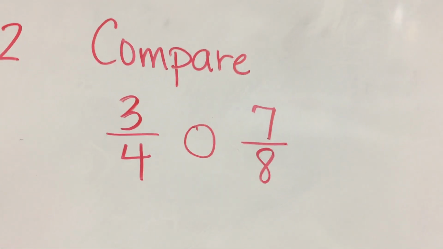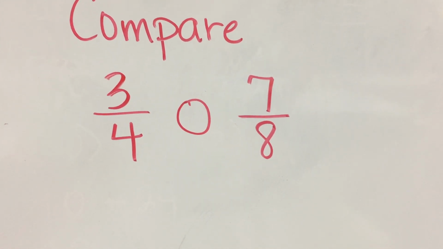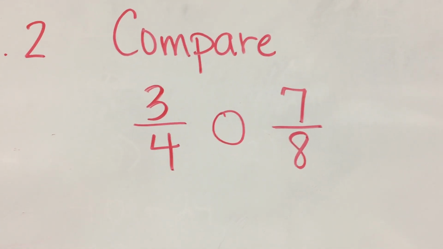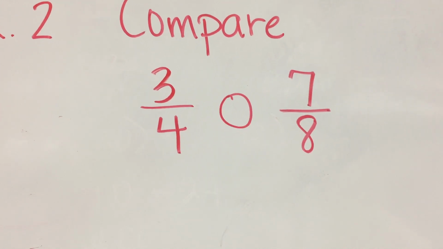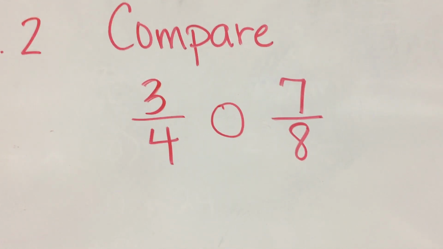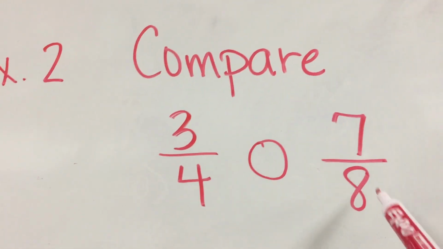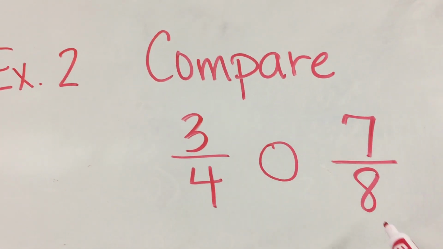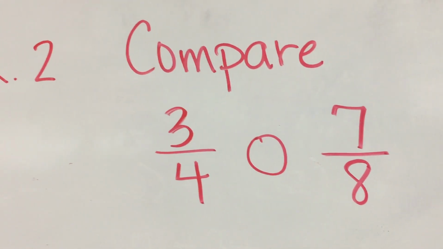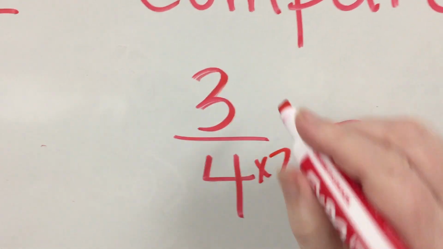Example 2. We're going to compare these two fractions. Now, we need to have common denominators in order to compare these two fractions. 3/4 and 7/8. I want them to have the same denominator. I can't reduce 7/8 to anything that will have a denominator of 4 because I can't divide 7 and 8 both by 2. So I can't reduce this, so I'm not going to change that. I can go ahead and increase this to something with a denominator of 8. So if I multiply the bottom by 2, I have to multiply the top by 2.